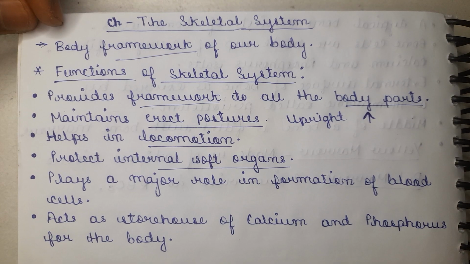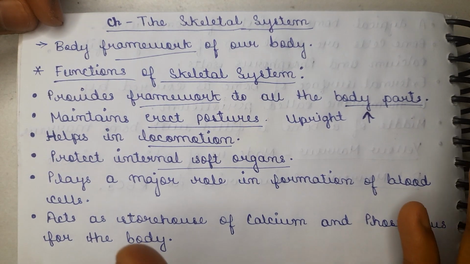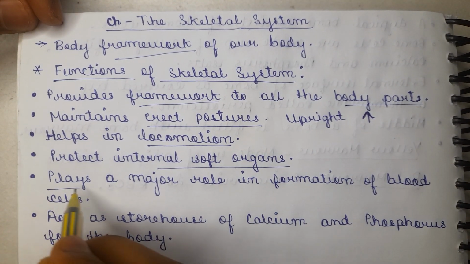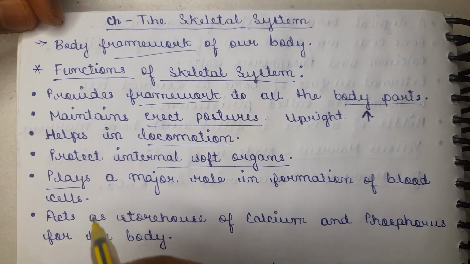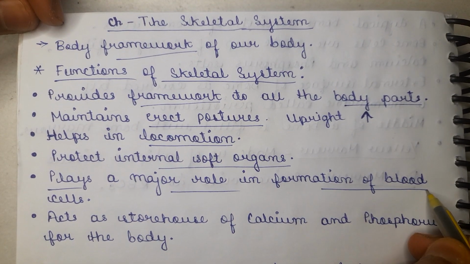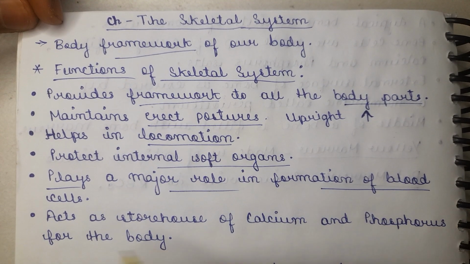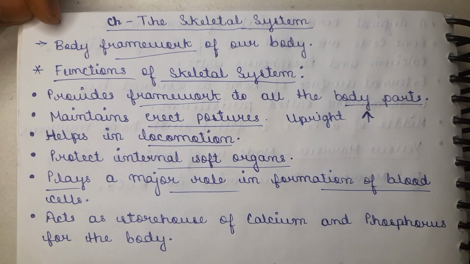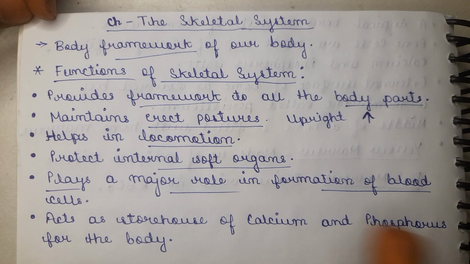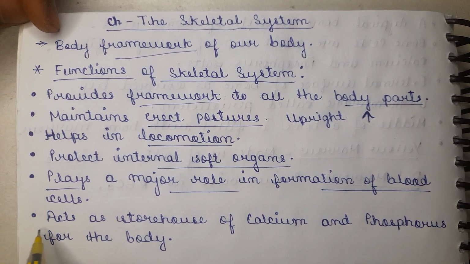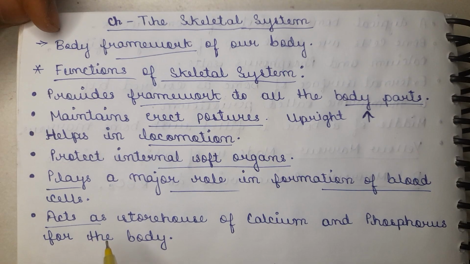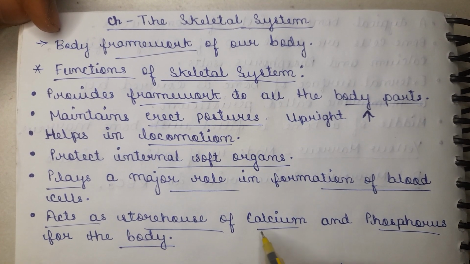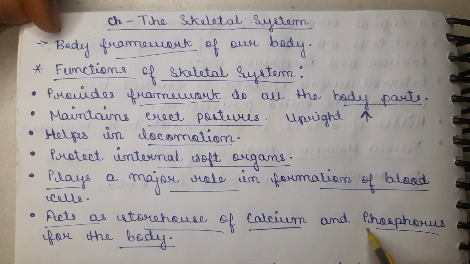So all these organs are kept inside the frame, or the skeletal system, the number of bones. Last, or we can say the fifth point, is that it plays a major role in the formation of RBCs, or we can say the blood cells. That means it makes a major impact on the formation of the blood cells present in our body, that is the white blood cells and the red blood cells. The sixth point says that it also acts as a storehouse of calcium and phosphorus for our body. We all know that the bones contain calcium salt and phosphorus for the strength of the bone.